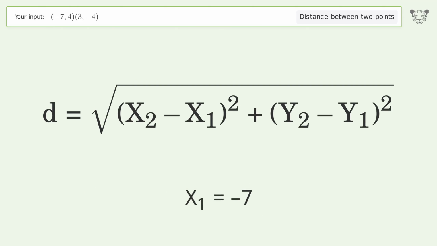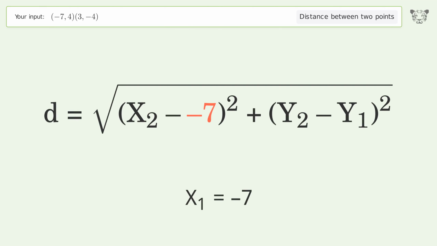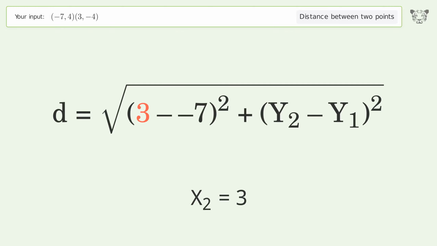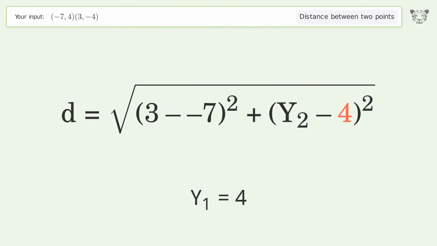x1 equals -7. x2 equals 3. y1 equals 4. y2 equals -4.